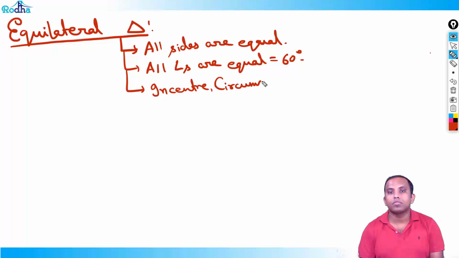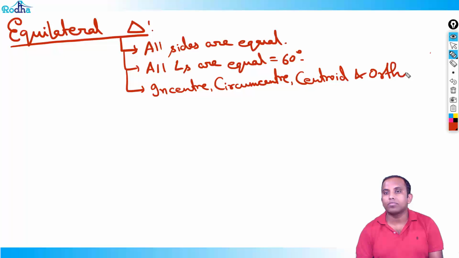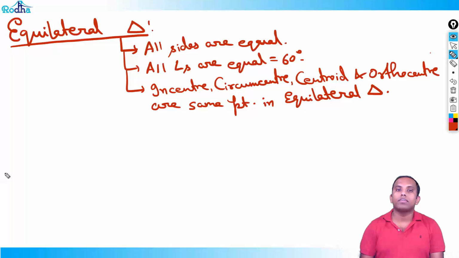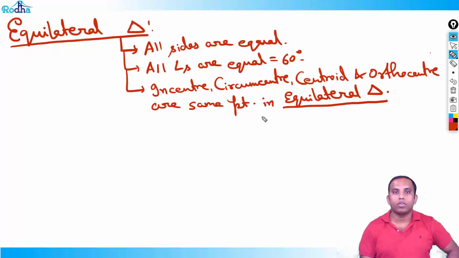Incenter, circumcenter, centroid and orthocenter are the same point in an equilateral triangle. So all sides are equal, all angles are equal to 60 degrees, and incenter, circumcenter, centroid and orthocenter are all the same point in an equilateral triangle.